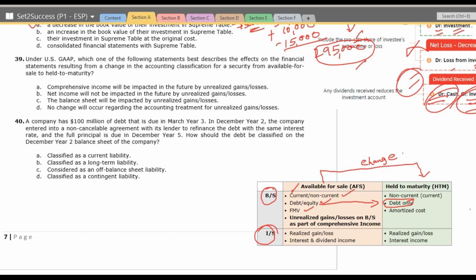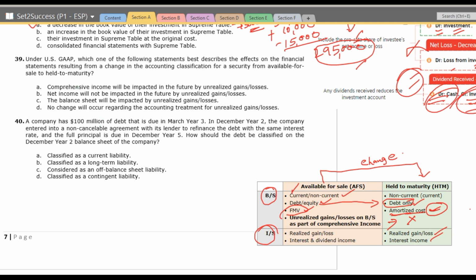The other difference is that available for sale is carried at fair market value, but held to maturity is carried at amortized cost. Held to maturity securities are debt securities only. They are carried at amortized cost, and we don't have any unrealized gains and losses in held to maturity securities. So this is one of the major differences that is being tested in this MCQ. There are no unrealized gains and losses in held to maturity securities, and in the income statement we have the same effect.